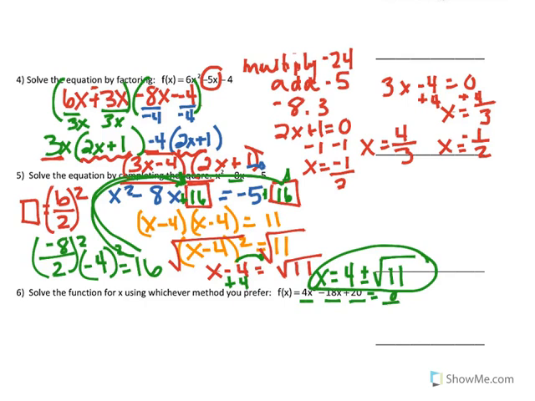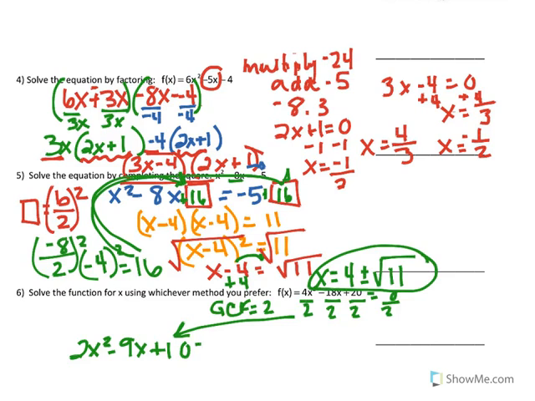Because everything that you factor has to be equal to 0, I'm going to divide these all by 2. So that means that my GCF is 2, and when I divide by 2, I'm going to end up with 2x squared minus 9x plus 10 equals 0. So now I need to find something that multiplies to get me 10 and adds to get negative 9.